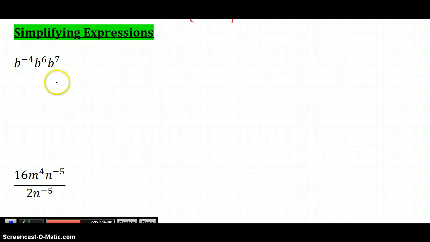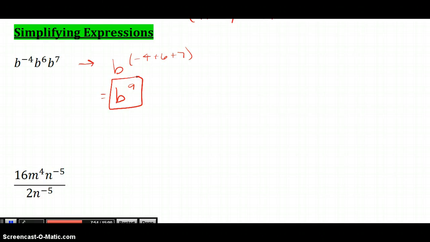So all I'm going to do is take b and add all my exponents. Negative 4 plus 6 plus 7. And that gives me negative 4 plus 6 is 2 plus 7 is 9. So this simplified would be b to the 9th power. Pretty simple.